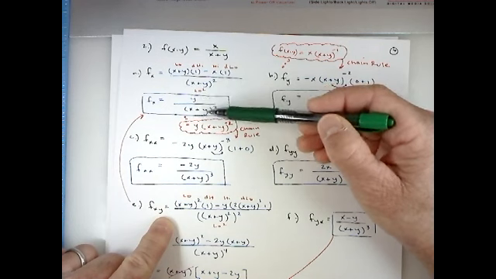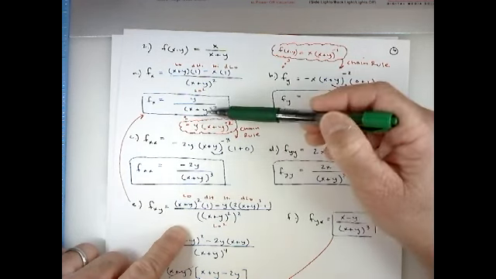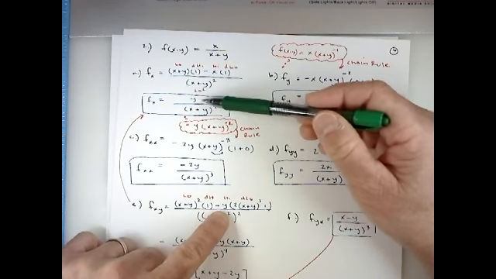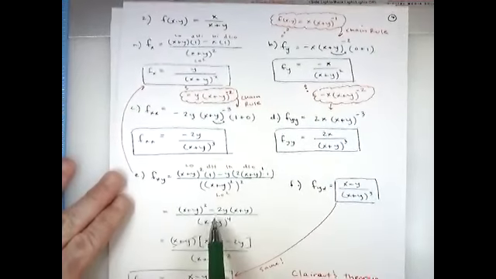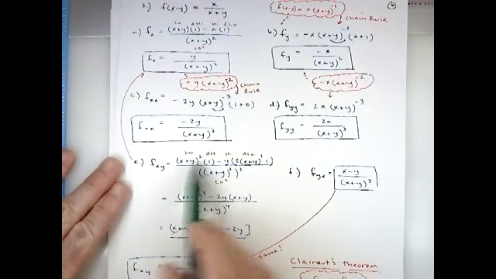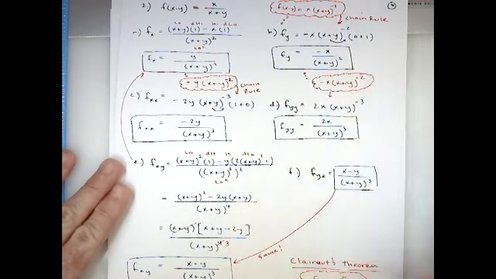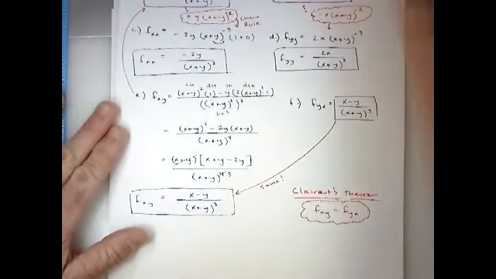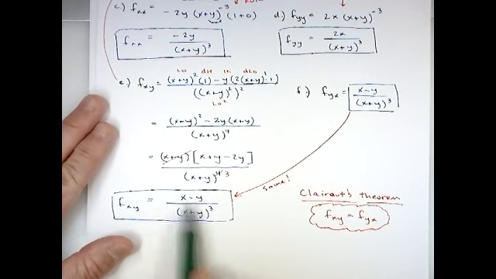Unfortunately, I have a y here and here, so I can't get away with it. I'm going to use the quotient rule. Low d high minus high d low over low squared. And if you simplify that, I factored out an x plus y, and I got it down to being x minus y over x plus y cubed.